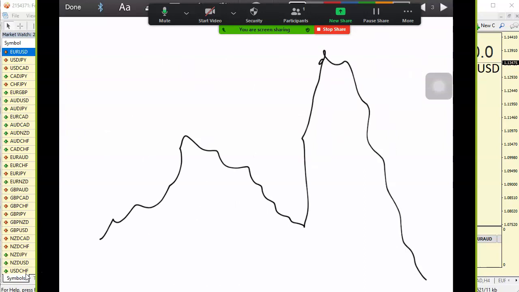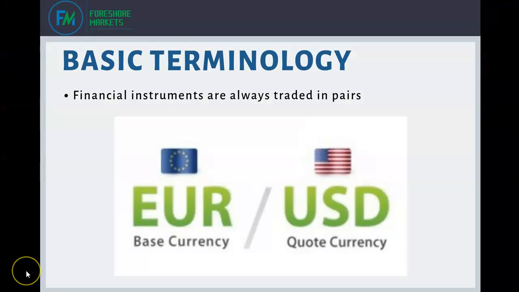So every up move simply means that the currency on the left is becoming stronger than the currency on the right. And every down move means that the currency on the right is becoming stronger than the currency on the left. I just wanted to break that down and simplify it a bit before we go ahead.